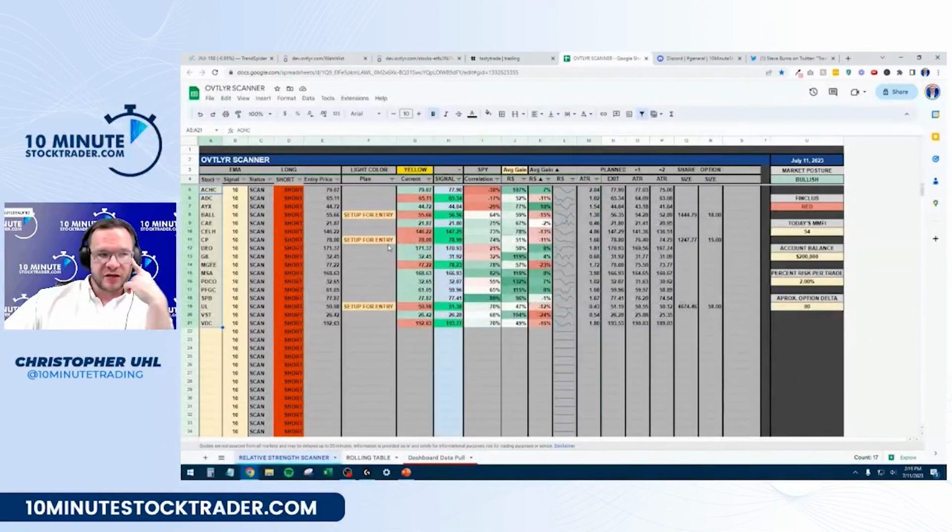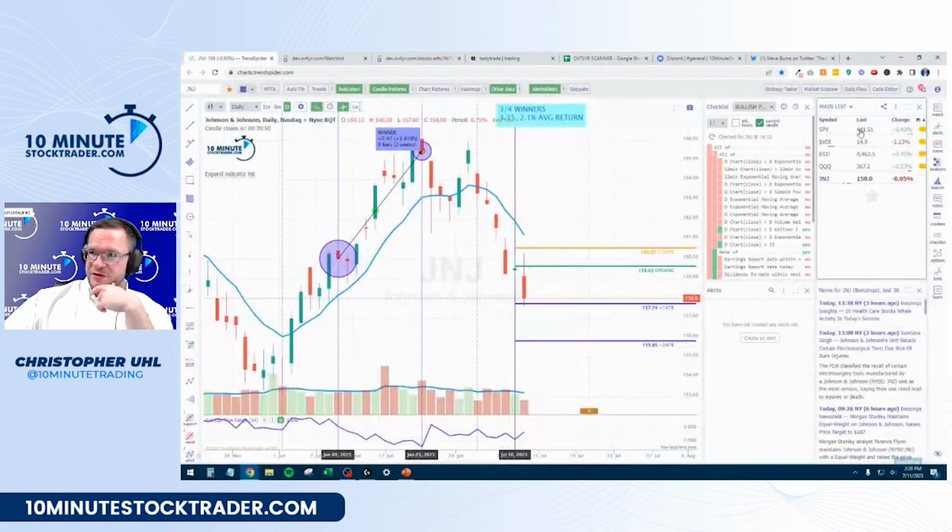I ran them through the outlier scanner. What that does is it checks to make sure that the relative strength is looking appropriate, that it has enough trading volume, and that it's moving in the direction of the trend. 3 of these came through. These 2 did not have enough liquidity to trade. This one did, UL, Unilever.